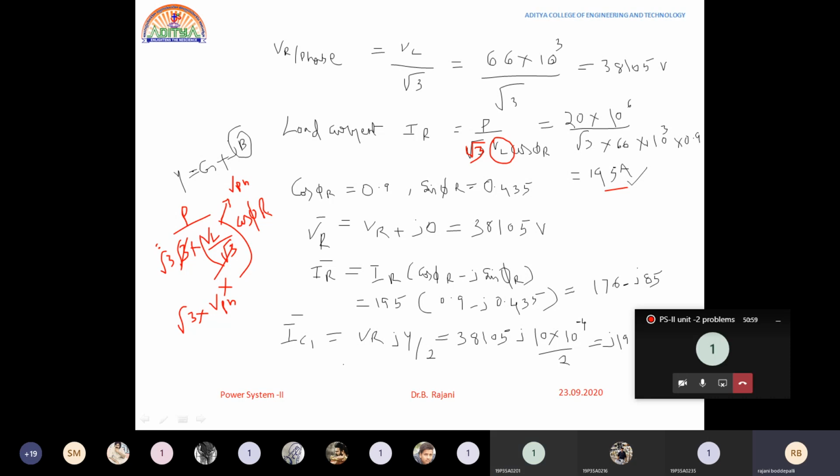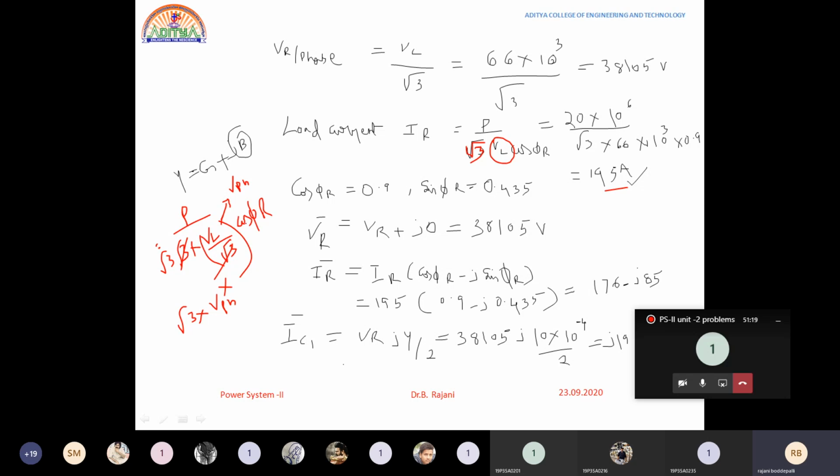Yeah, 3 into VL by root 3 into cos phi, if you do, it is correct. But root 3, if at all you put over here, it is VL only, not V phase. Line voltage only you have to multiply. You have to multiply the line voltage only. If you multiply the phase value, your answer will be wrong.